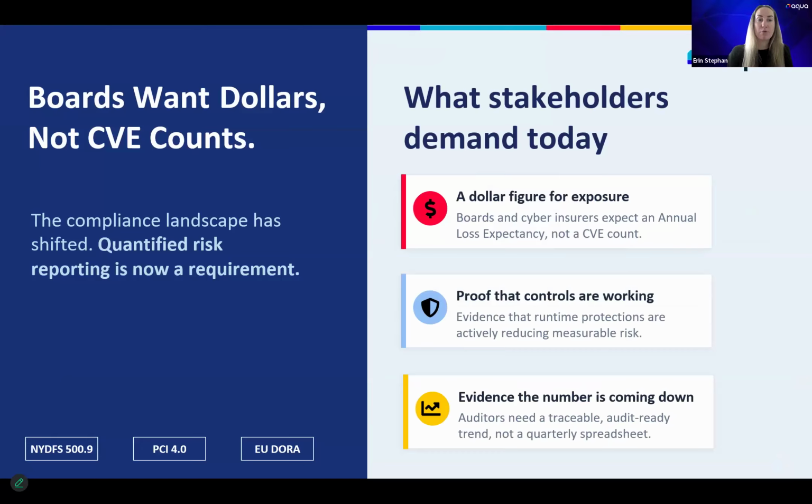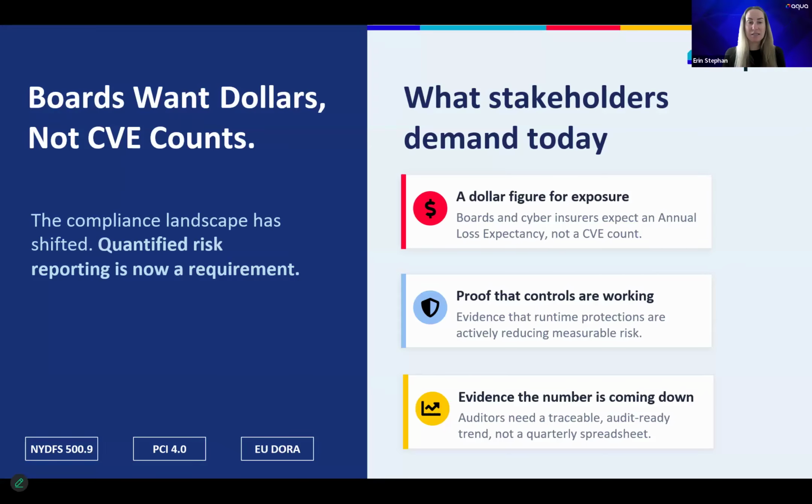It's no longer acceptable to have a running list of CVEs, but really, what is that dollar figure for that exposure? What does this look like in terms of cyber investment, and where are we in terms of loss expectancy, not just CVE count? And we need to have proof that the controls that we have in place, that the investments we've made in these tools are actually working. So real evidence that our runtime protection is actually reducing risk, but in a measurable and a dollar figure amount.